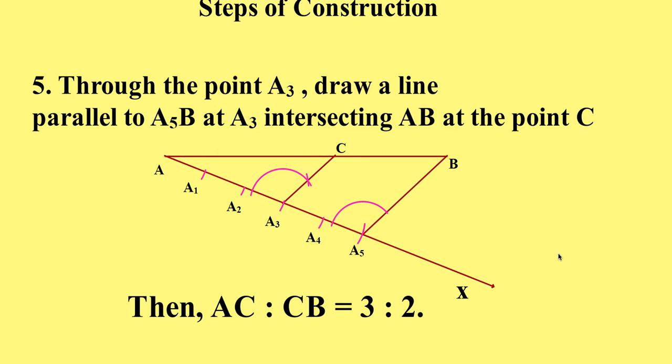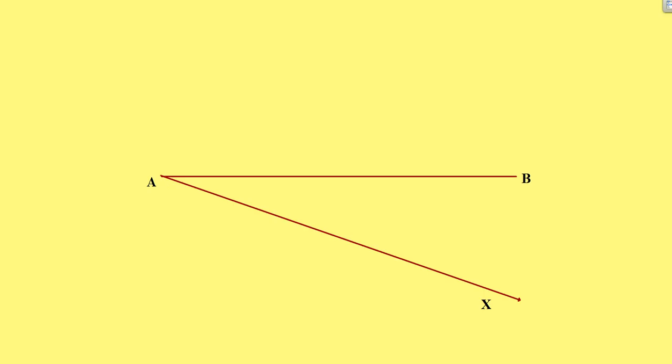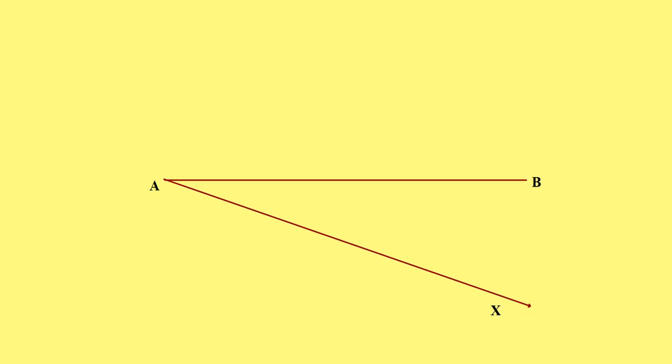The same division we can do in another way also. Let us see it. Draw a line segment AB. Now draw a ray AX making an acute angle with AB, and draw ray BY making an acute angle with B, where AX and BY should be parallel.